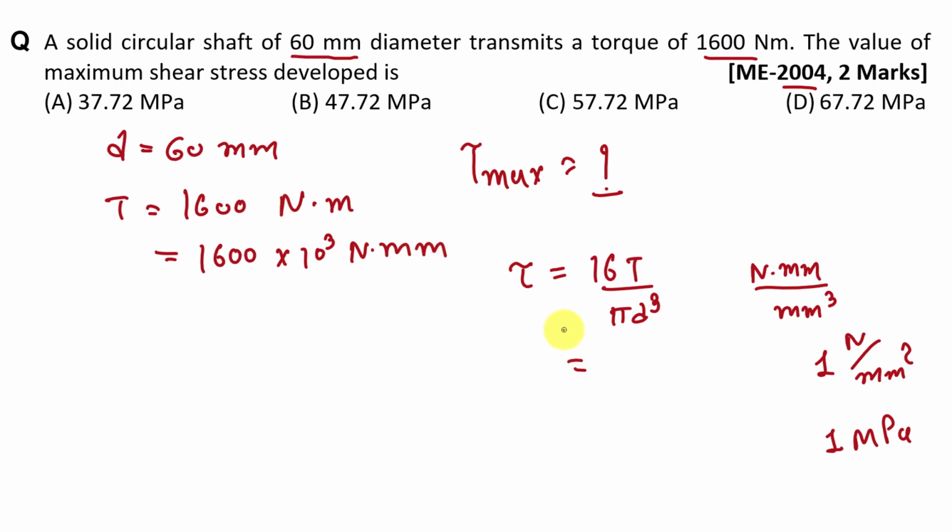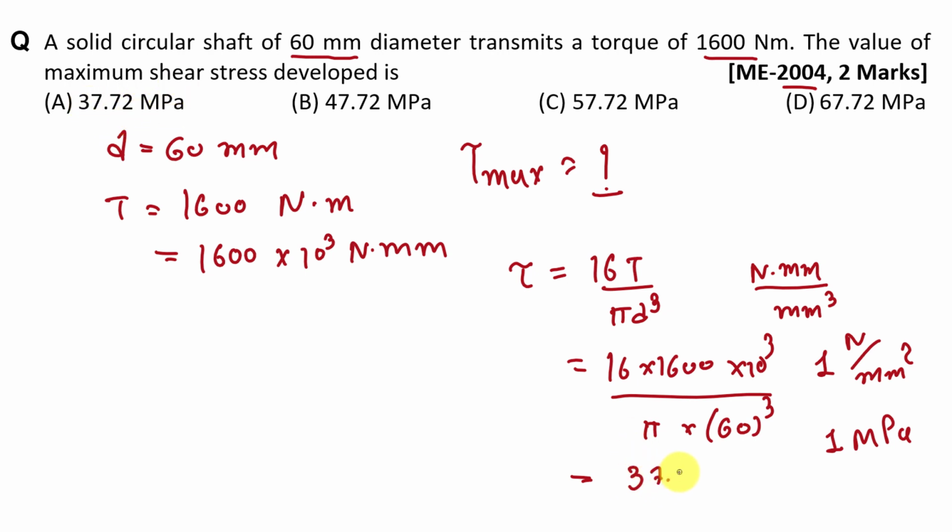Now we have to put this value here. So it is 16 into 1600 into 10 raised to 3 divided by pi into bracket 60 cube. And if you calculate this value, then you will get 37.72 megapascal. And that is the answer. And this simple question is for 2 marks. Fine.